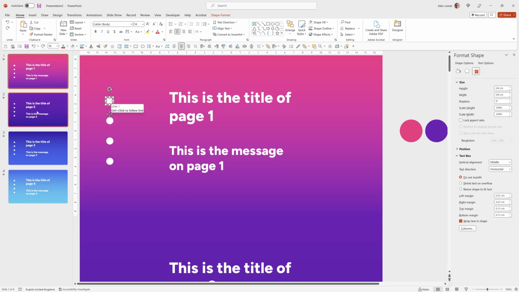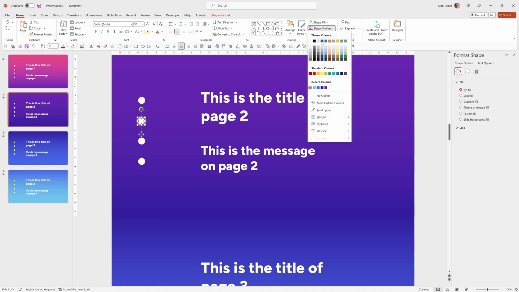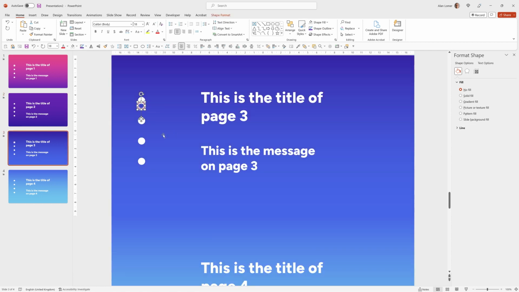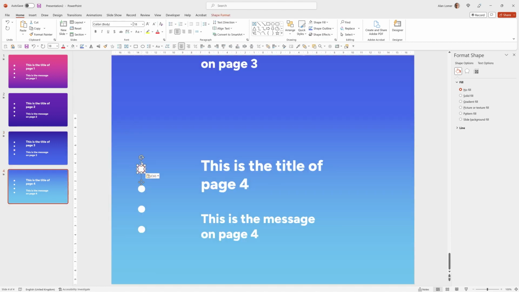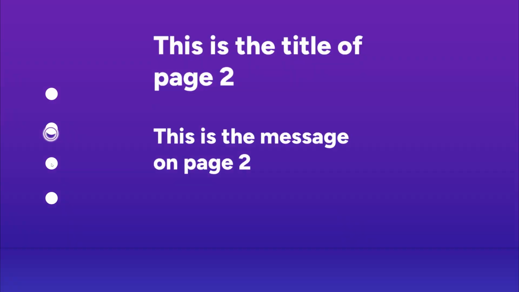Now I can press Ctrl C, go onto page 2, press the cursor keys to bring it down to where I want it, give it the outline of the colour of the page we're on, Ctrl V again for page 3, and finally Ctrl V for page 4. Bring it all the way down. Now when we play, this will animate automatically between the slides.